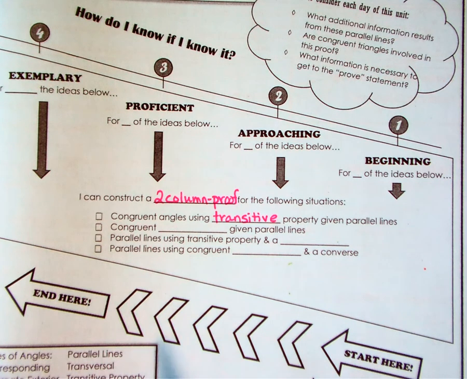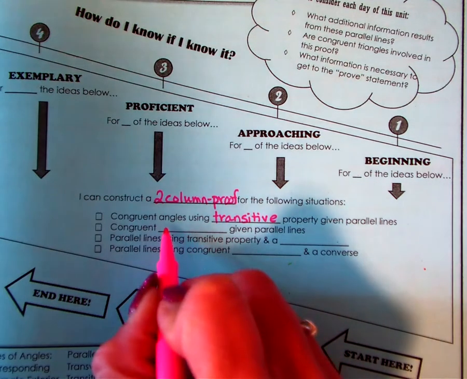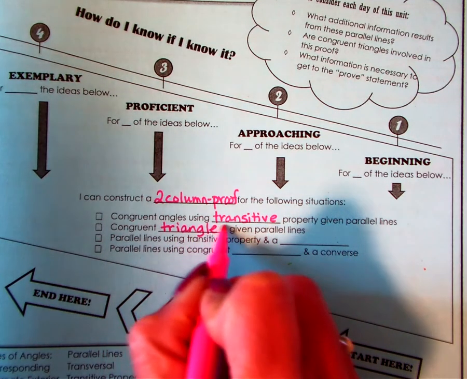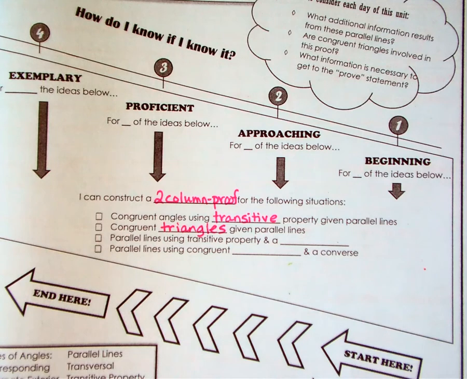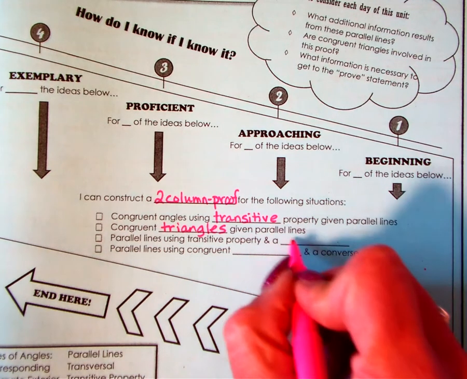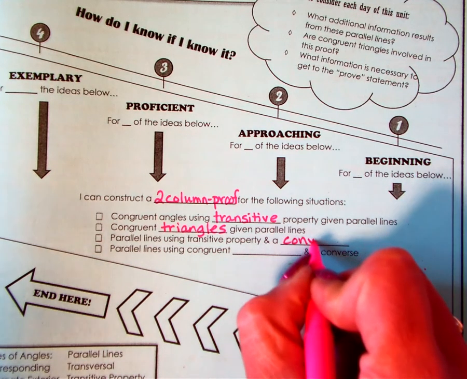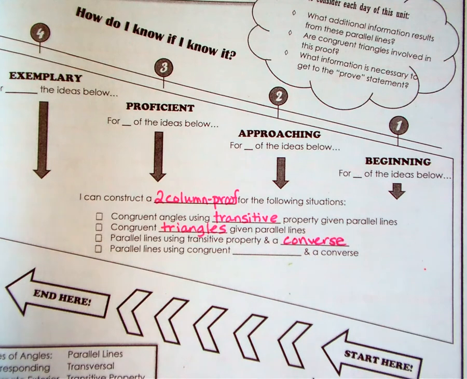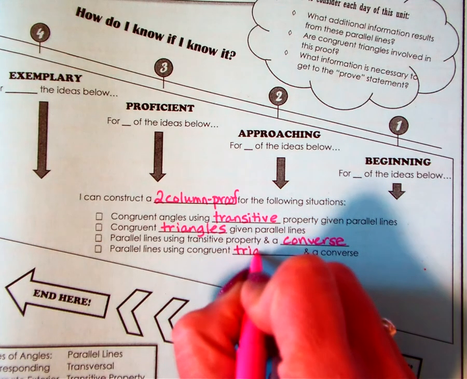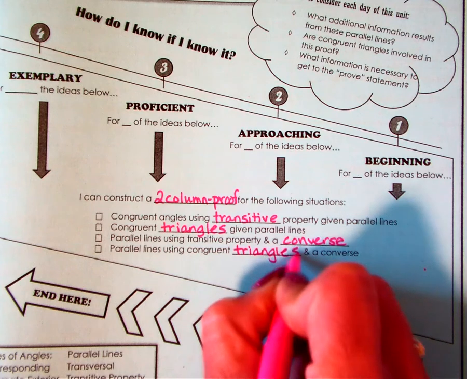And also, if you have congruent triangles given parallel lines, and parallel lines using the transitive property and a converse, and parallel lines using congruent triangles and a converse.